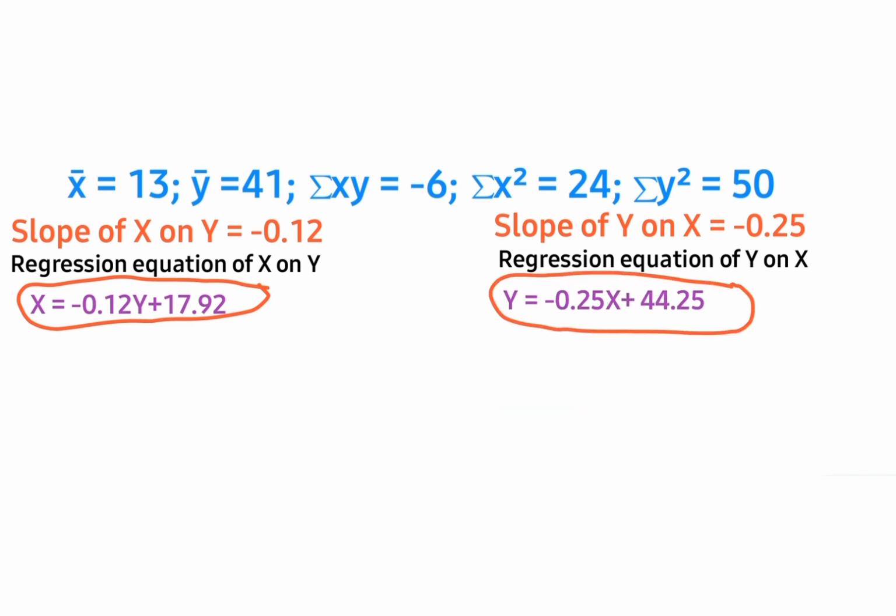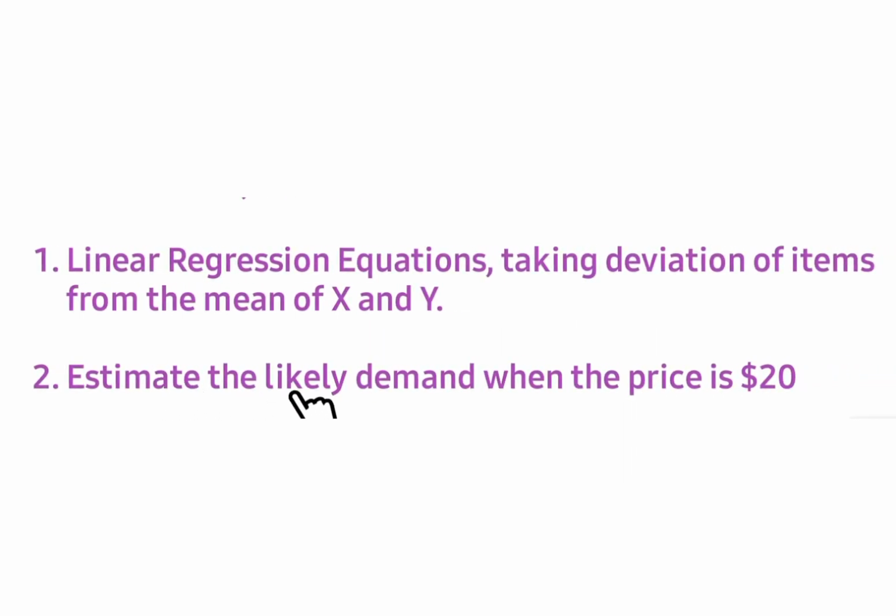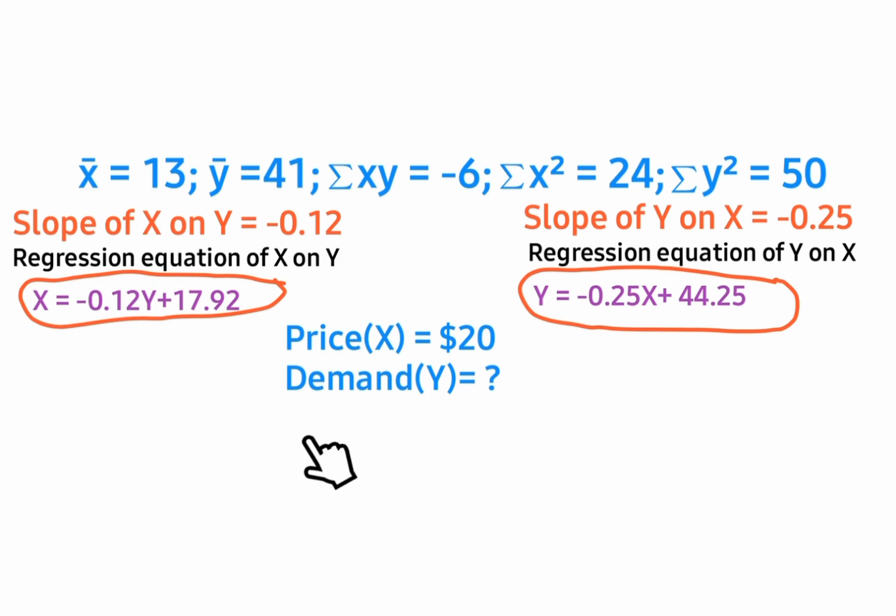We succeeded in determining the two regression equations as instructed in question 1. Now let's proceed to answering question 2. Question 2 says, estimate the likely demand when the price is $20. We'll be asked to estimate or predict the likely demand when the price is $20, right? Remember, demand is denoted with y. We'll be given the price or the x value. So we'll be working with this equation now to estimate or predict the demand.